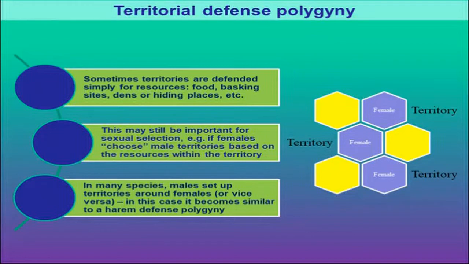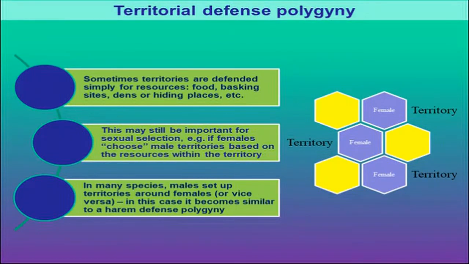As I told you, sometimes territories are defended simply for resources, food, basking sites, dens or hiding places, etc. And many times this may still be important for sexual selection. For example, if females choose a male territory based on the resource within the territory, the female gets attracted because a female wants to feed the young ones after their birth. That is why the female may like a place where resources are available, where someone is there to protect the young ones. So the female prefers to choose the male with a territory.